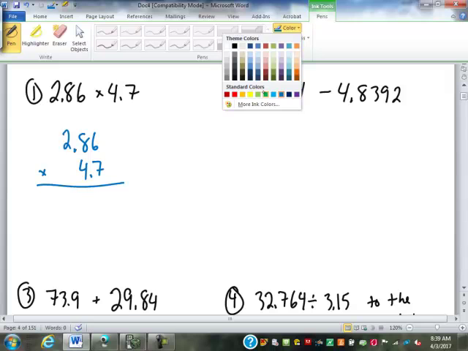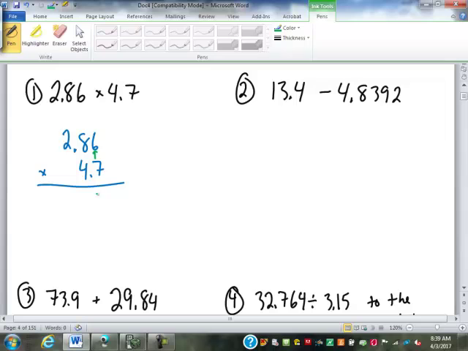When we multiply with decimals, we ignore the decimal points. So we've got 7 times 6, which is, careful, 42. Carry the 4. 7 times 8 is 56. Plus the 4 is 60, so 0, carry the 6. And 7 times 2, 14, plus 6 is 20, so 0, carry over the 2.